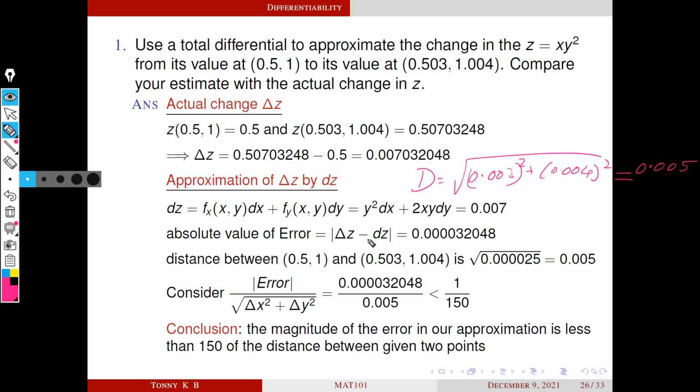Okay, then there is a natural question: what is the use of this type of approximation? Here we approximate our function near a point using a linear approximation. The main use is that a machine can easily handle linear functions compared to nonlinear functions. This is a nonlinear function, so a machine can easily handle linear functions.